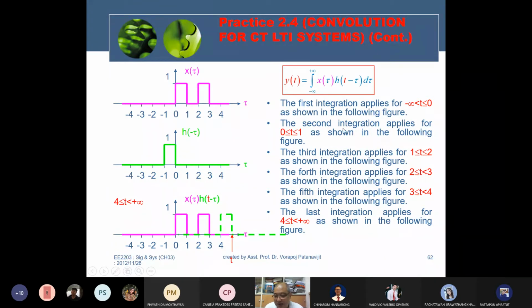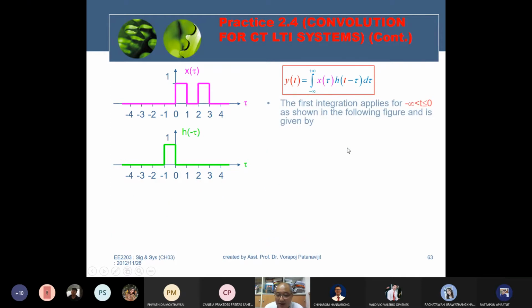Now you can see that in this case the integration can be separated into 6 parts, but the first one and the last one equal 0, right? You are concerned only with the middle ones: the second, the third, the fourth, and the fifth. The first one we can go through fast.